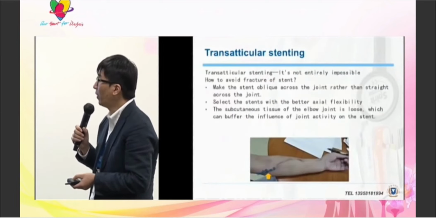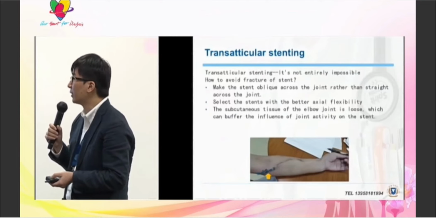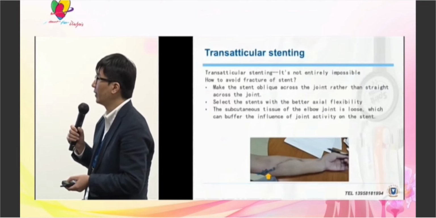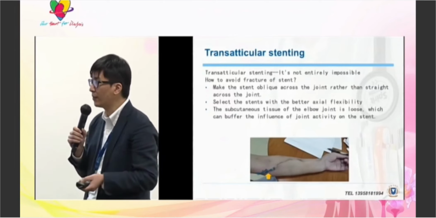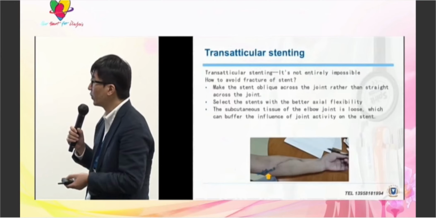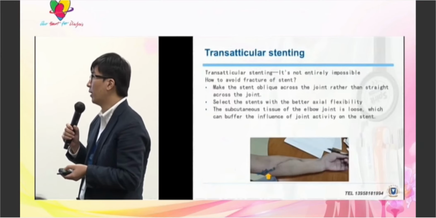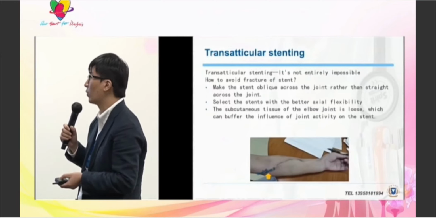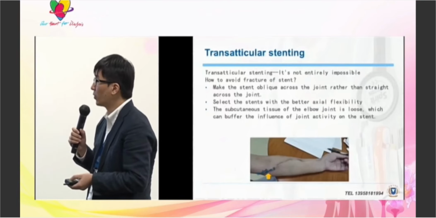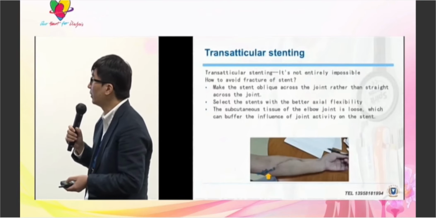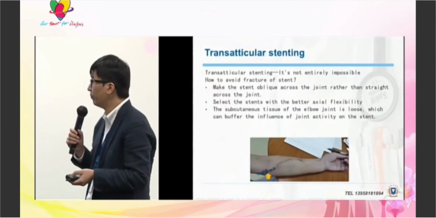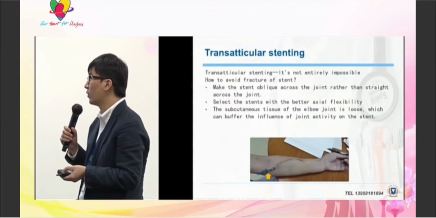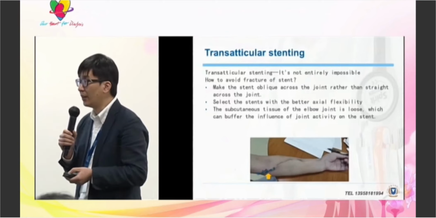How about stenting across the articular joint? Is it possible or not? How to avoid stent fracture? We have several cases of this condition. Make the stent cross the joint obliquely rather than straight across, and select a stent with better axial flexibility. Also, the subcutaneous tissue of the elbow joint is loose, so it can buffer the influence of joint activity on the stent. This makes it possible.